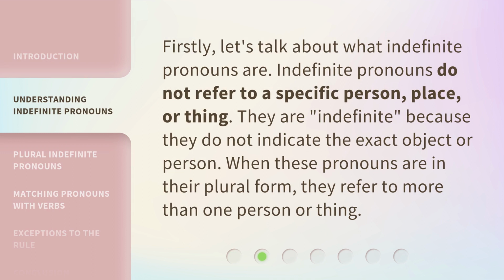Firstly, let's talk about what indefinite pronouns are. Indefinite pronouns do not refer to a specific person, place, or thing. They are indefinite because they do not indicate the exact object or person. When these pronouns are in their plural form, they refer to more than one person or thing.